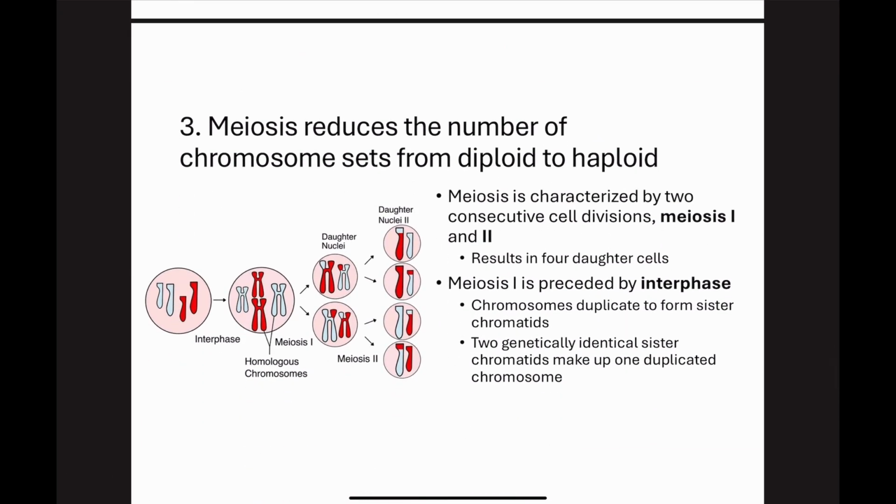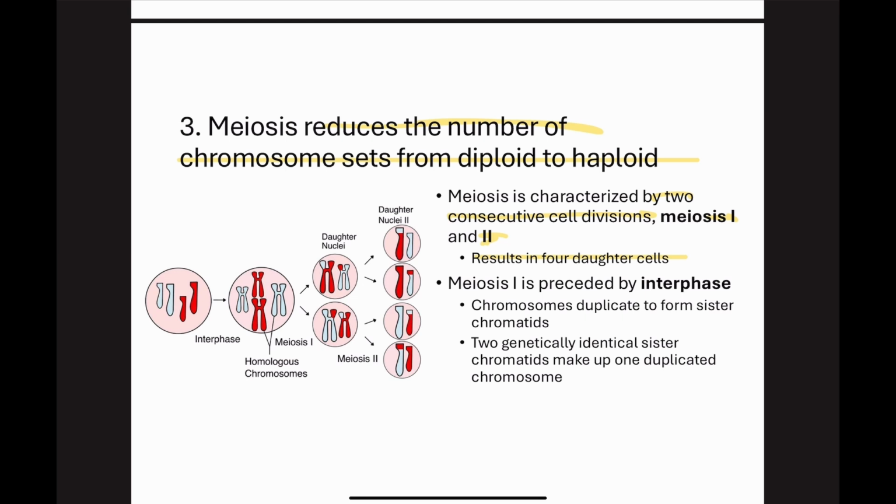So it's really important that we remember that meiosis reduces the number of chromosome sets from diploid to haploid. Many steps of meiosis are going to resemble the steps of mitosis. Both meiosis and mitosis are preceded by the duplication of chromosomes. This happens in interphase. When we're talking about meiosis, we have two consecutive cell divisions. We have meiosis 1 and we have meiosis 2. This is going to result in 4 daughter cells.